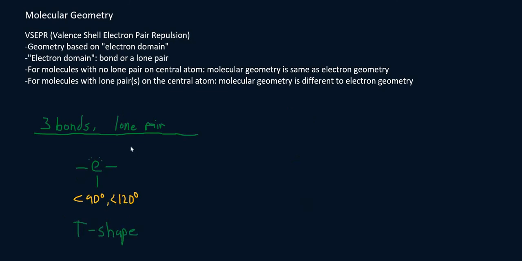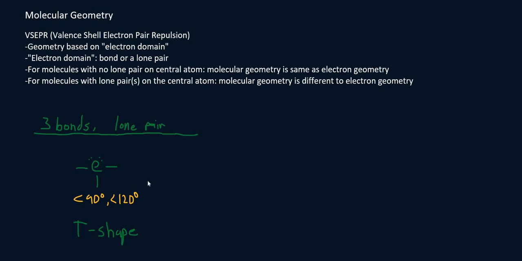So what happens if we stick 2 lone pairs on that central atom with 3 bonds? Well, we're going to end up with 5 total domains around the central atom, and that's going to give us an electron geometry that's trigonal bipyramidal. However, the molecular geometry is going to be called T-shape because the structure is going to kind of resemble the letter T. And so we've got those 2 lone pairs and those 3 bonds coming off.